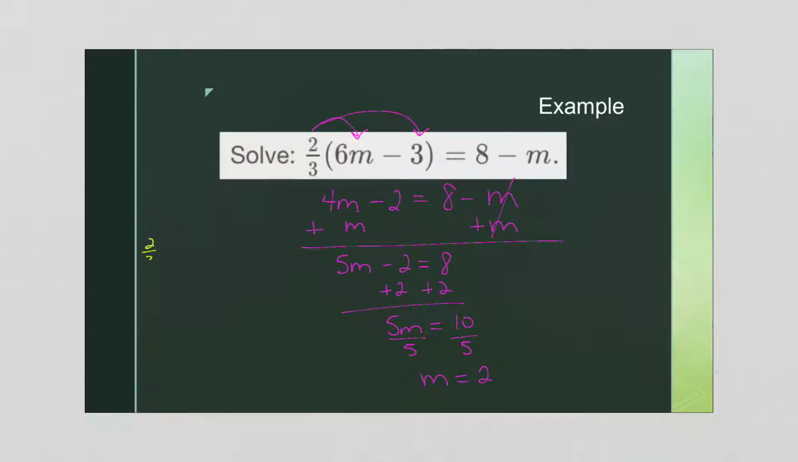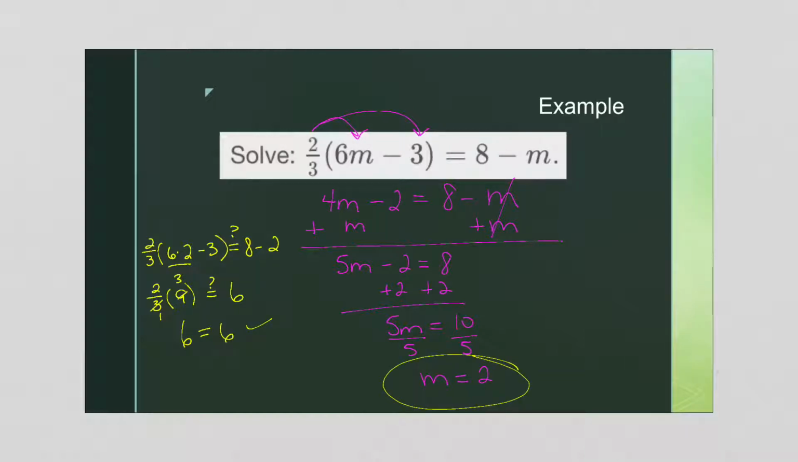So 2/3 times 6 times 2 minus 3. Does that equal 8 minus 2? So 6 times 2 is 12. 12 minus 3 is 9. 2/3 times 9. Does that equal, I forgot my question mark up there, 8 minus 2 is 6. 3 will go into 3 once. There's 3. 2 times 3 is 6. 6 equals 6. That's good. That is my answer.